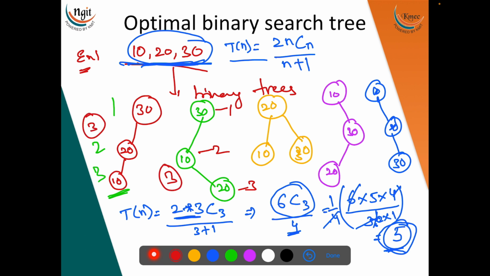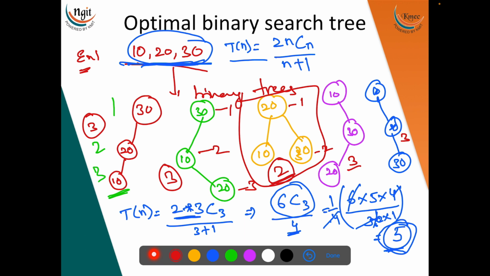Now the level of this tree is 1, 2, so we need only 2 maximum comparisons. And 10, 30, 20 is also 3 maximum comparisons. So we drew some binary trees and we got 3 maximum comparisons for all except this tree. It is a complete, balanced binary tree, right? For the complete balanced binary tree, you get a maximum number of comparisons of 2.